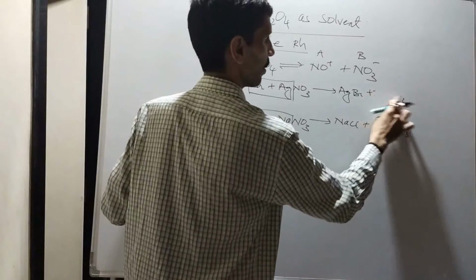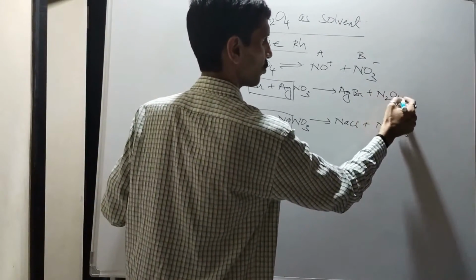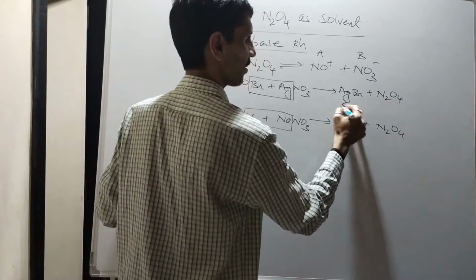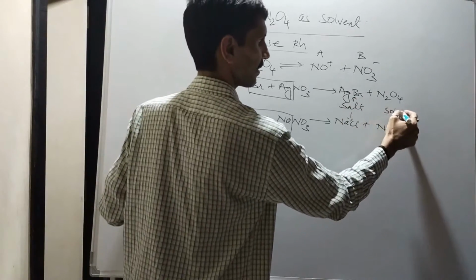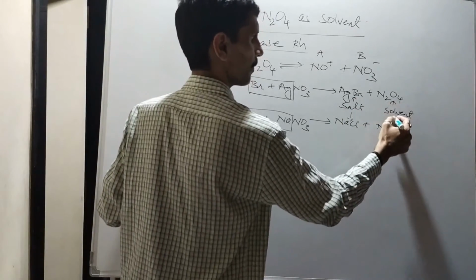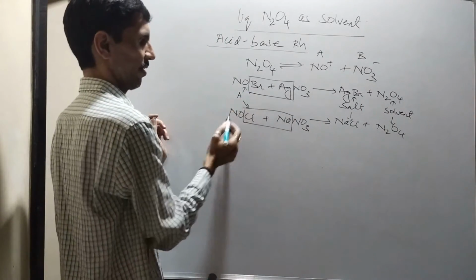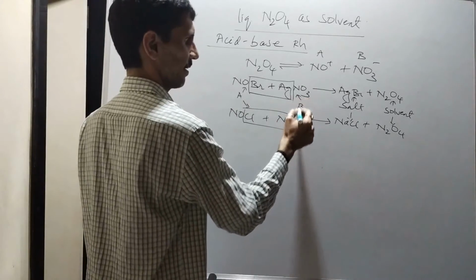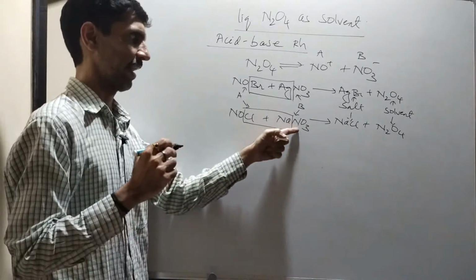So it gives you your N2O4. Here also it will give you N2O4. That is, this is a salt and this is a solvent. Okay, these are acids because it gives NO plus, and these are bases, AgNO3 and NaNO3, because they give NO3 minus.